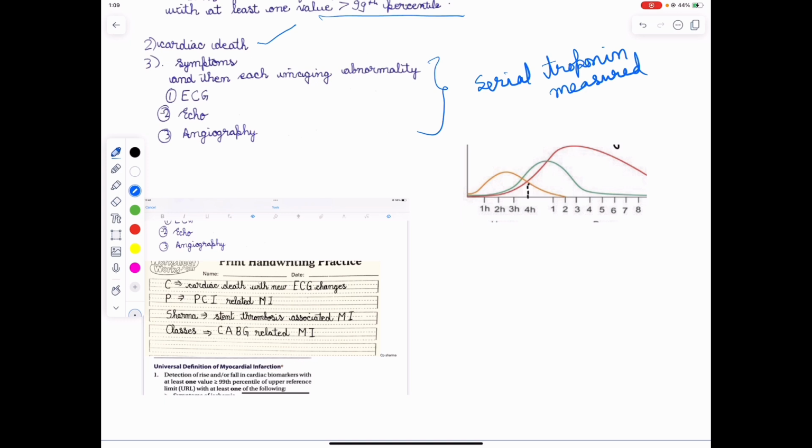Now remember that a more than twofold rise of troponin is a marker for myocardial infarction. Remember that heart-specific fatty acid binding protein is the earliest biomarker of myocardial infarction.